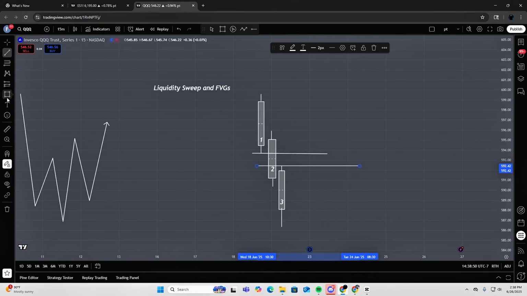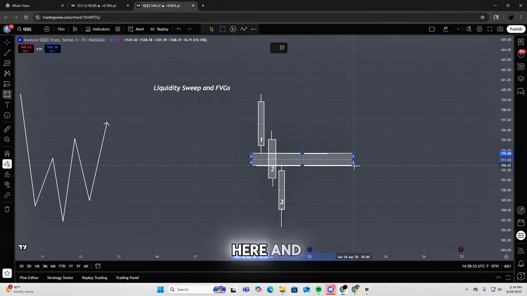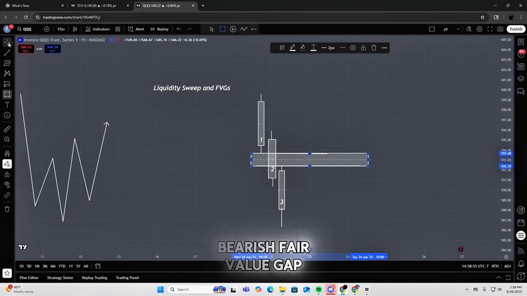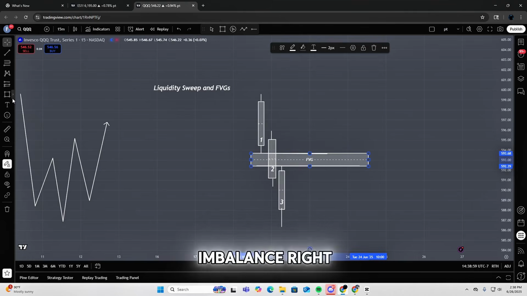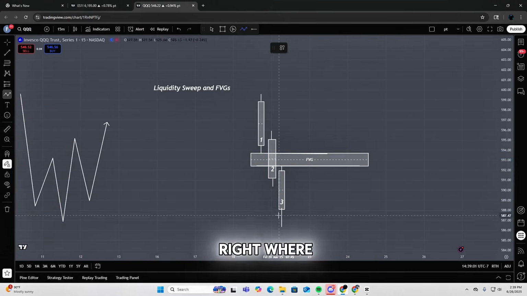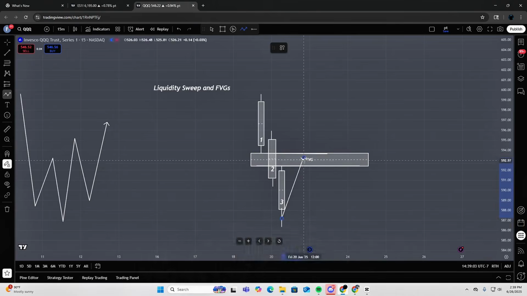The body of the second candle, right? So we have a gap here, and this is a bearish fair value gap. What a bearish fair value gap is, basically, is a gap or an imbalance, right? People say, however, that it's where you retrace to, come inside, and continue lower.